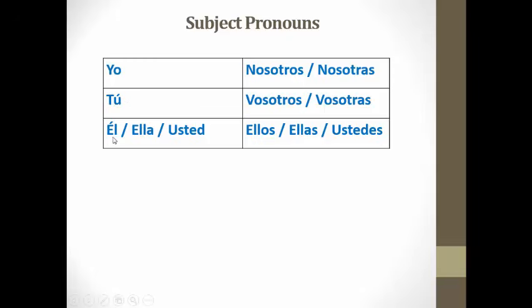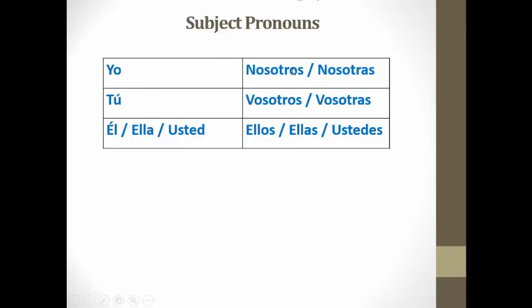To say he, she, you say él for he, ella for she, and then remember we use usted for you, formal. You would use usted with someone that you're not on a first name basis with, such as Mrs. Thompson. You would say, señora, ¿cómo está usted?